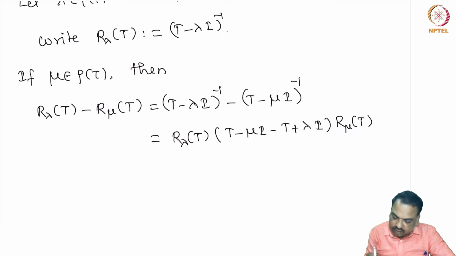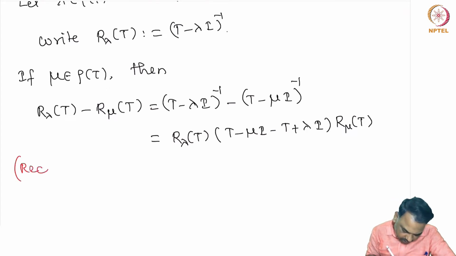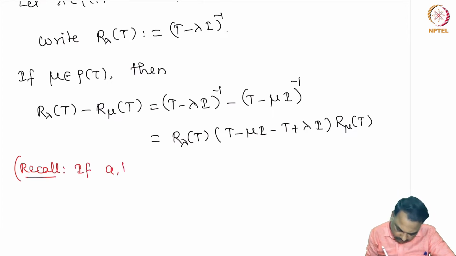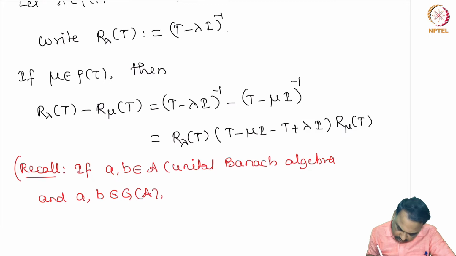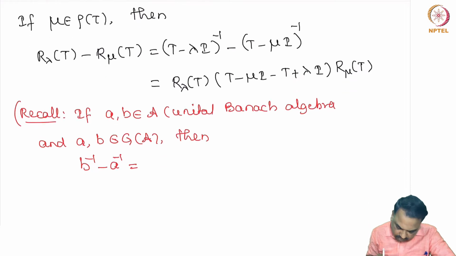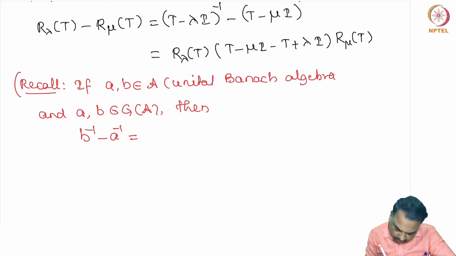So here we use the following result. Let me recall. If A and B are elements of a unital algebra, and A and B are invertible, then we know that B inverse minus A inverse is nothing but B inverse multiplied by A minus B, multiplied by A inverse.